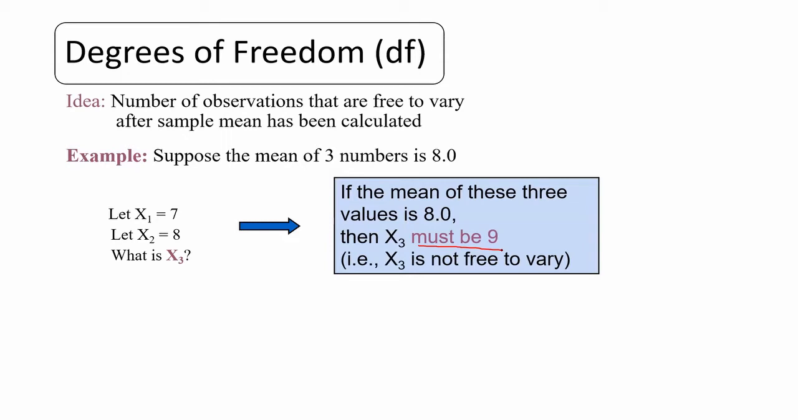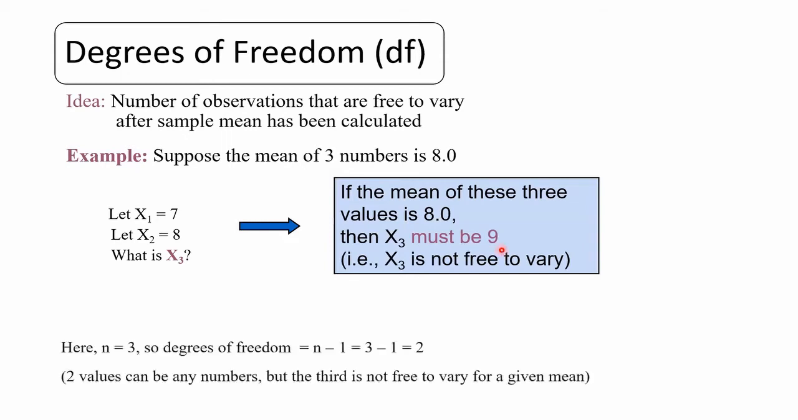So that is how the idea behind degrees of freedom comes about. Here, your n is 3. You have 3 numbers, so your degrees of freedom is 2: you can vary 2 numbers, x1 and x2. So 2 values can be any numbers. That's what I said. But the third is not free to vary for a given mean. The third value is not free to vary or change for a given mean. So that is about degrees of freedom.